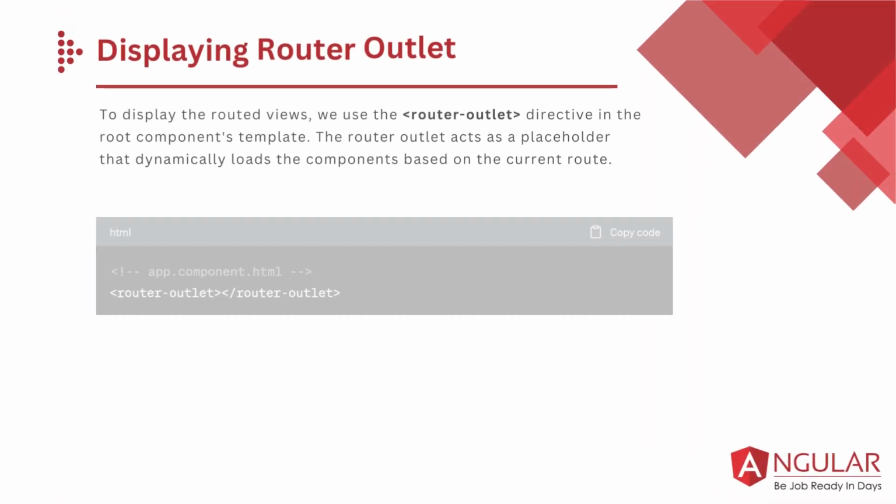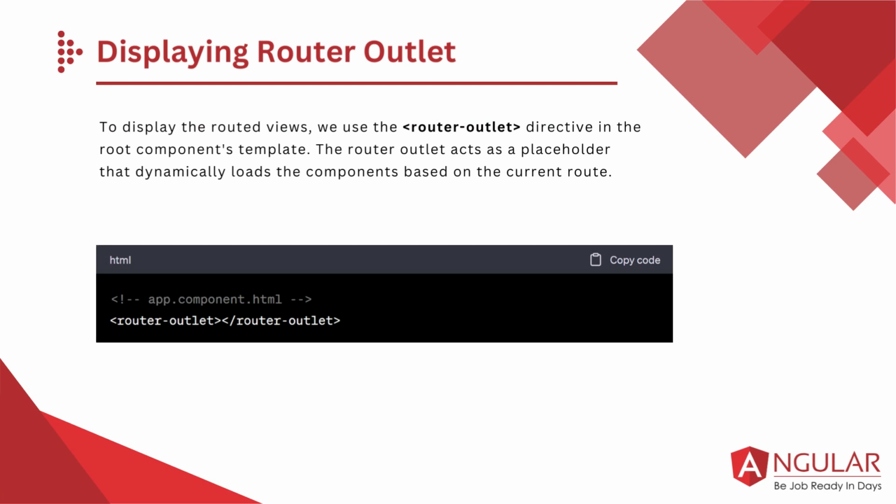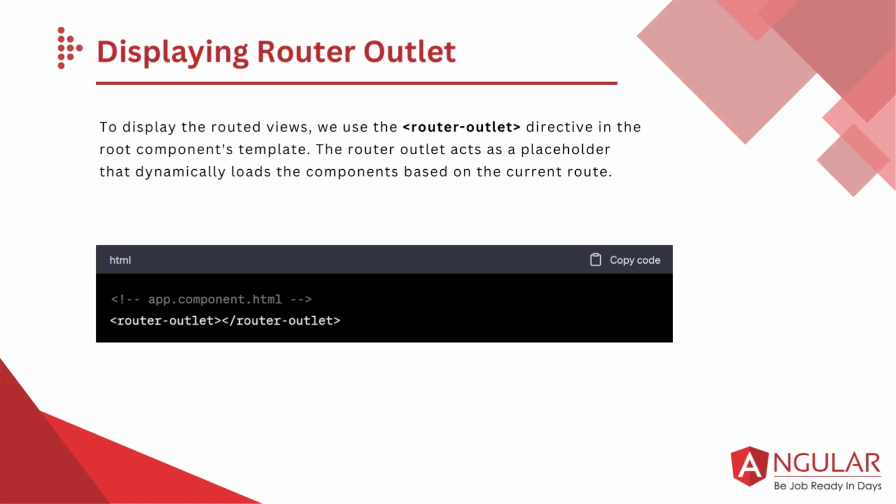3. Displaying router outlet. To display the routed views, we use the router outlet directive in the root component's template. The router outlet acts as a placeholder that dynamically loads the components based on the current route.